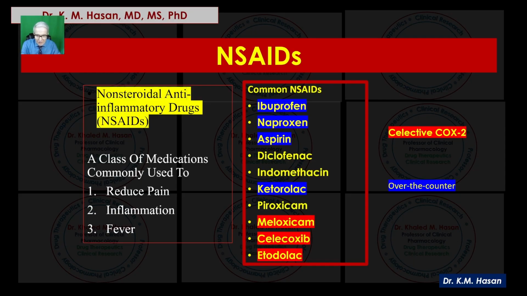Again, this slide represents the medications with a maybe broad background. We are going to speak about three main medications regarding the selective COX-2 inhibitors. We have Celecoxib, number one. Number two, we have Meloxicam, and number three, we have Etodolac. So three medications will be covered in this selective COX-2 inhibitor.